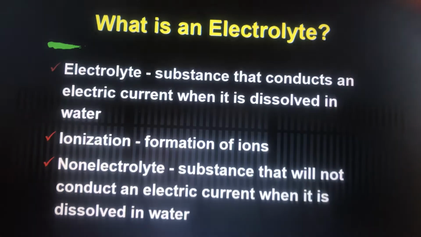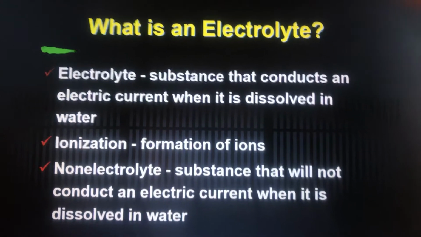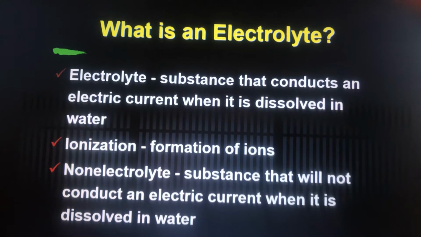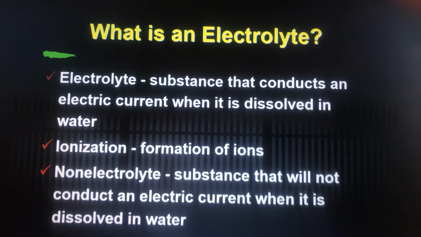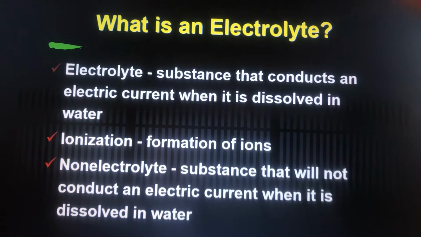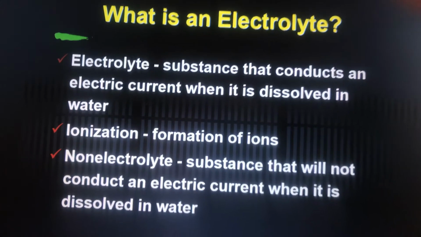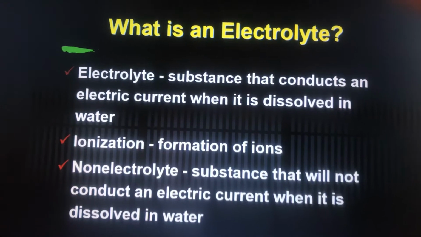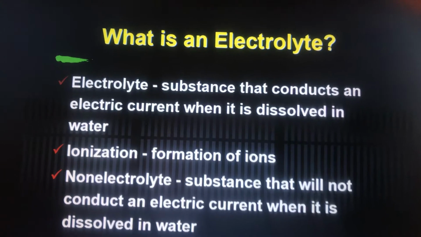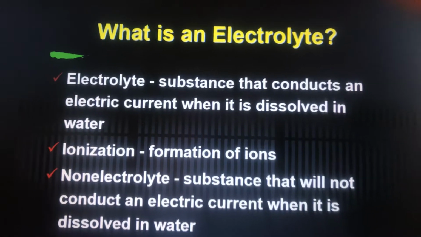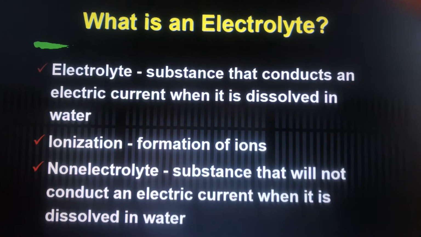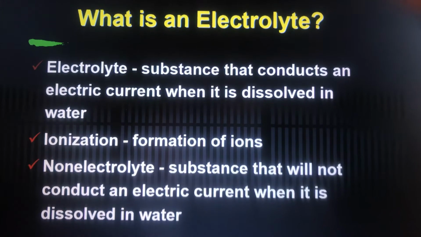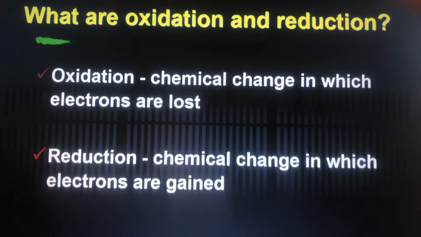An electrolyte is a substance that conducts an electric current when it is dissolved in water. Ionization is the formation of ions. In other words, when you ionize something, you create either a positive or a negative field. A non-electrolyte is a substance that will not conduct electric current when it is dissolved in water.